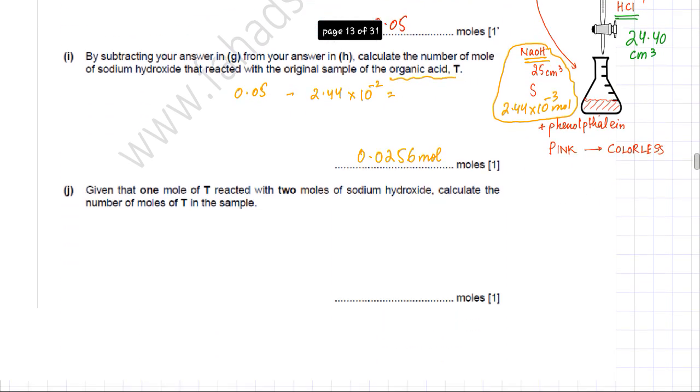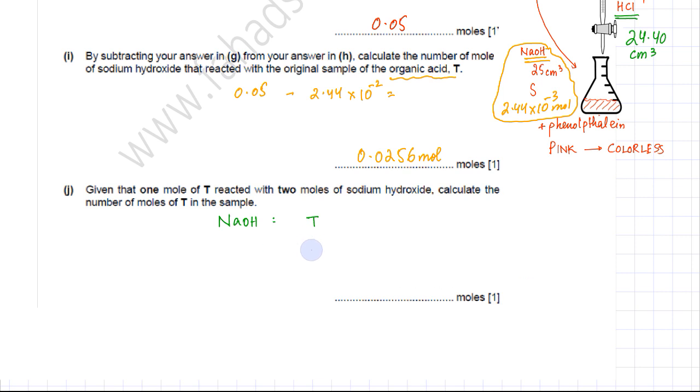Now moving to part J, he's saying that given that 1 mole of T reacted with 2 moles of sodium hydroxide, so we have the ratio of NaOH with respect to T. If you have 1 mole of T, it is reacted with 2 moles of sodium hydroxide. So the ratio in which these two are reacting is 2:1. And we have the moles of NaOH that are reacting, which we calculated in the previous step. So if you have 0.0256 moles of NaOH, then what moles of T would be present?